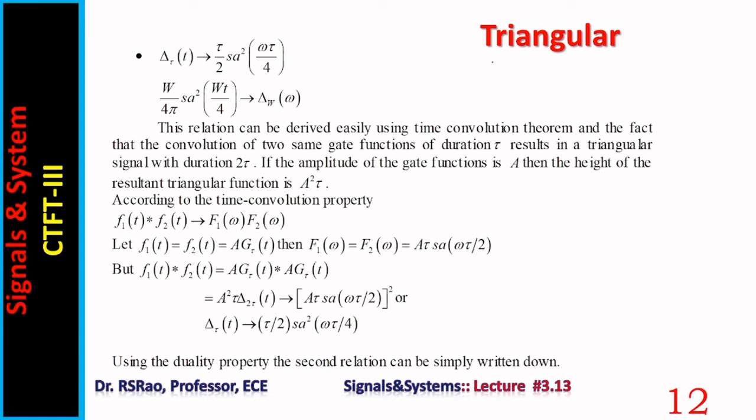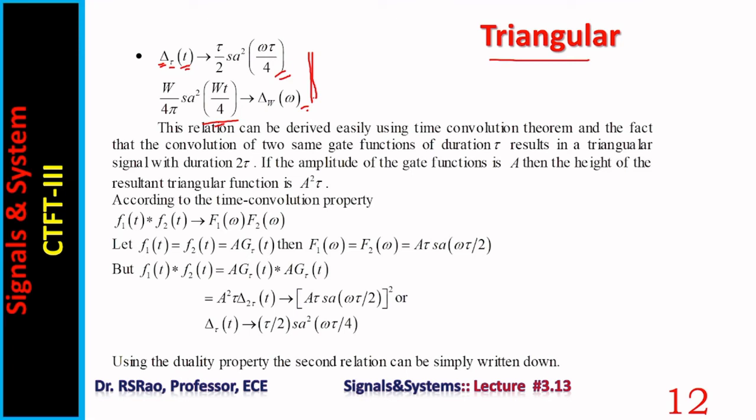Another important signal is the triangular signal or triangle function. The symbol for the triangle function is delta. Delta tau of t, its Fourier transform can be shown as tau by 2 sample square of omega tau by 4. Using the duality property or symmetry property, one can also show that the Fourier transform of W by 4 pi sample square of Wt by 4 is delta W of omega. The basic point to be kept in mind is, for the triangle function, the transform is the sample function square. For the sample function square, the Fourier transform is the triangle function.